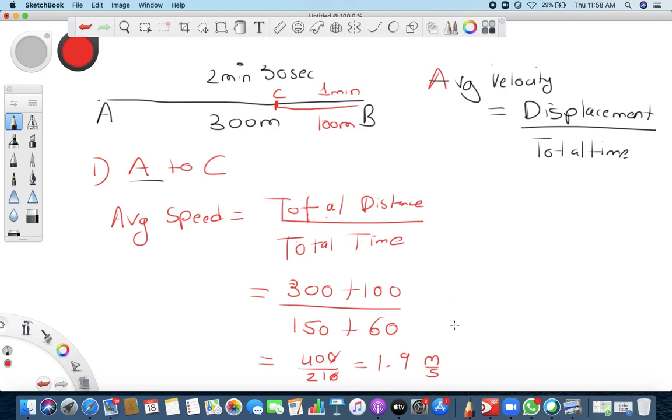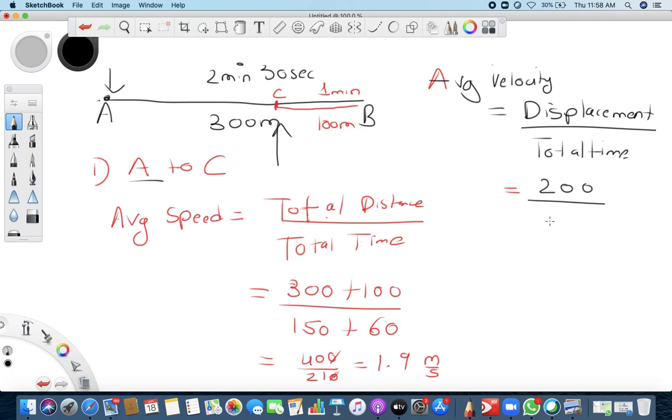Now, what next? Total displacement. Now, displacement is what? Again, I said you. That is the shortest distance. Now, from A to C. A to C, what is the displacement? Is it 400? Come on, think. Is it 400? No, that's not 400. Okay. So what is that? It is not 400. It is 200. Yes. Why 200? A to C. If you just see A to C, A to C is what? 300 minus 100. So it is 200 only.